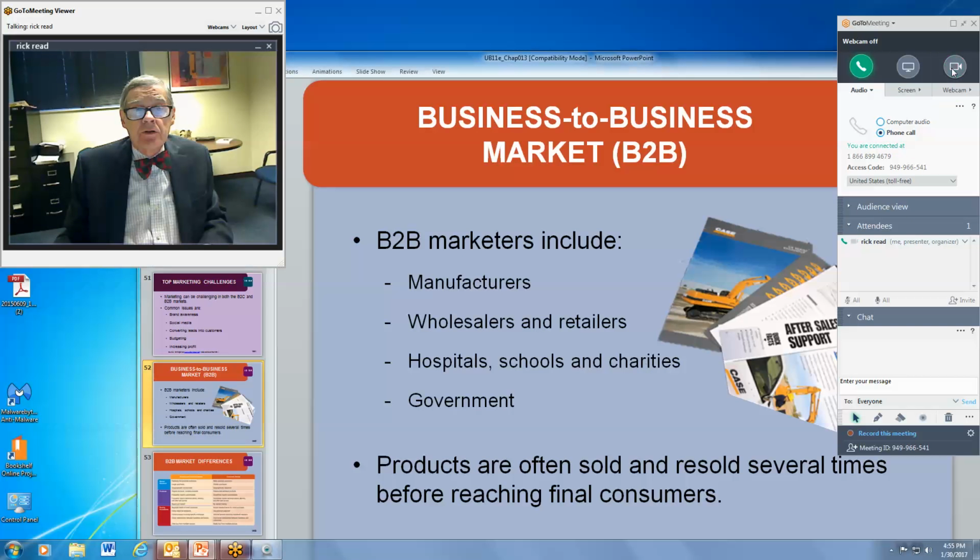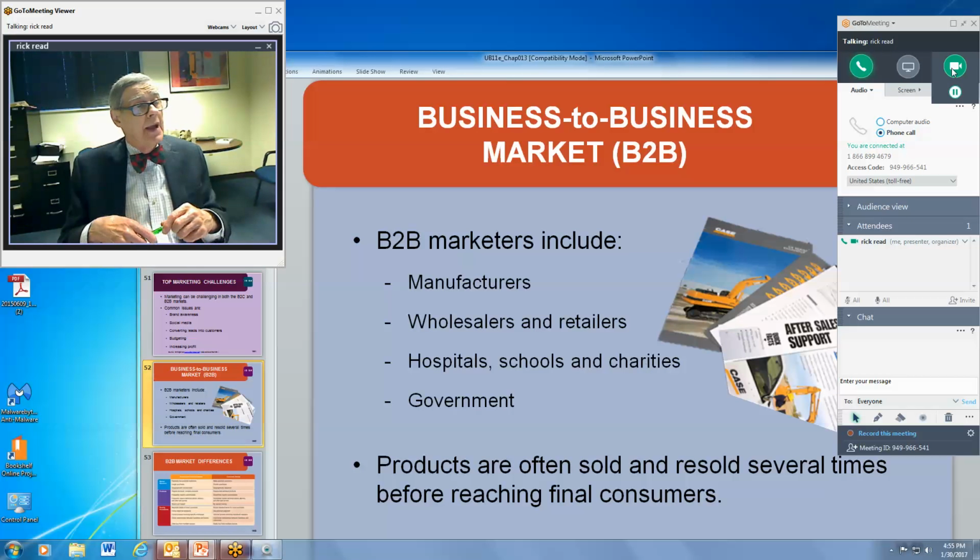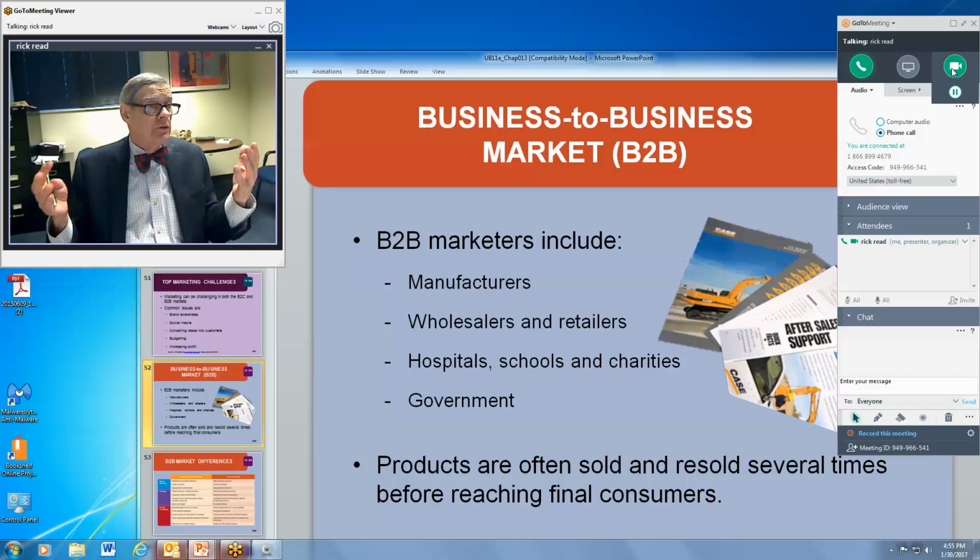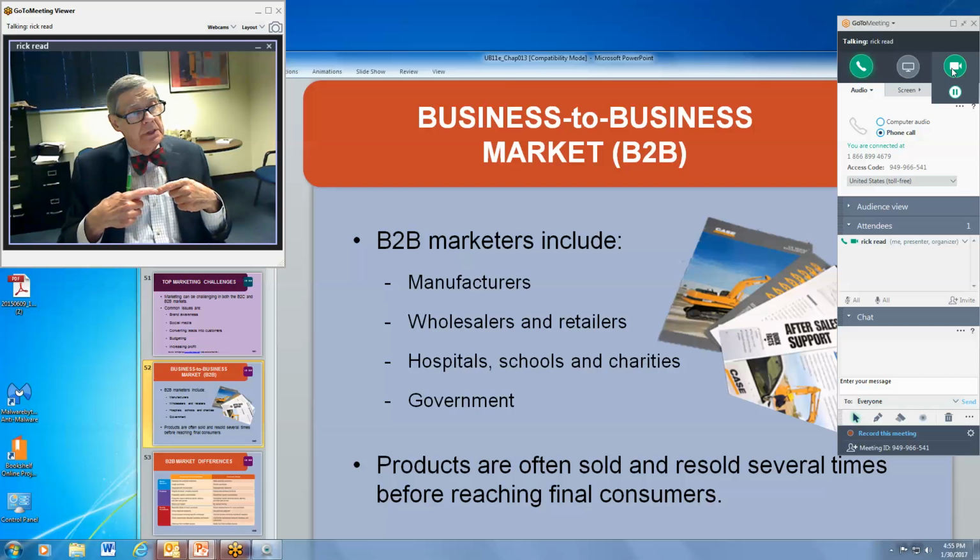And these are the folks we find in the business to business market. There are people who are manufacturers or wholesalers and retailers. We'll see more about them when we get to chapter 15. Institutions like hospitals and schools, and then of course the government. Notice here at the bottom, we've already talked about this. These goods can be sold and resold over a period of time. It can be used to manufacture other products. So it's a different market.